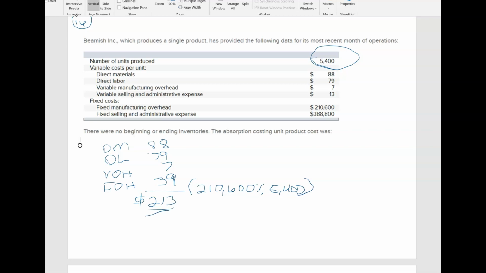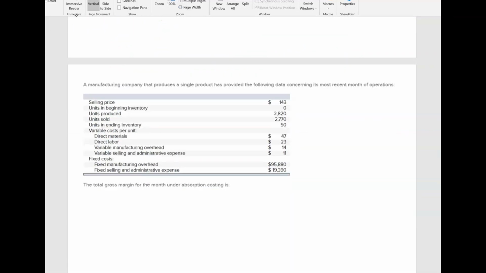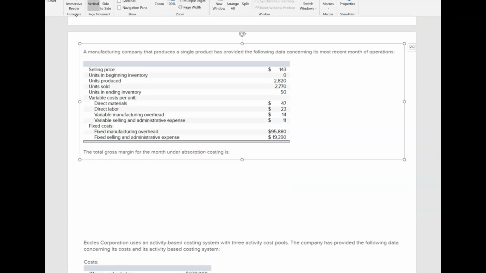$213 is the absorption costing unit product cost. Okay, 17. For 17, we're looking for the total gross margin.